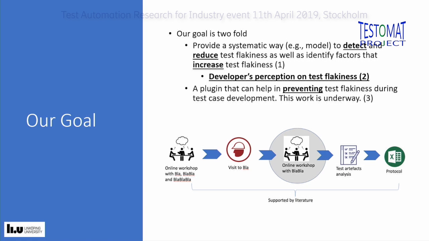And the third thing we are working on is the plugin. It's underway. We have taken known test smells. The plugin is a Jenkins plugin. If you write a test case and submit it, the plugin will determine how likely this test case is to be flaky, based on static analysis. We are working on this.